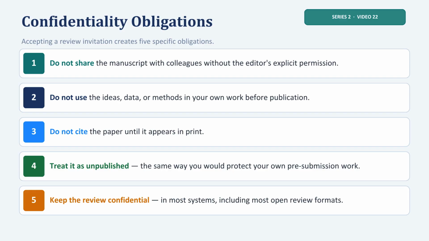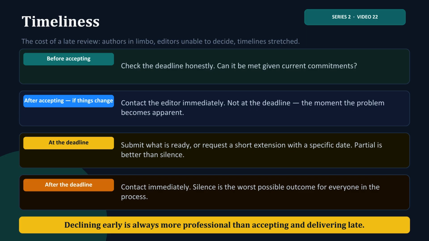The manuscript should be treated the same way a researcher would treat their own pre-submission work, protected from outside access until publication. And the review itself is confidential in most systems, including in open peer review formats, unless the journal has explicitly specified otherwise. The cost of a late peer review is direct. Authors cannot revise, respond to funders, or submit elsewhere. Editors cannot make publication decisions. Other reviewers who submitted on time are wasted while the editor waits.